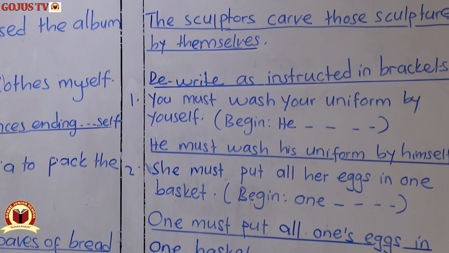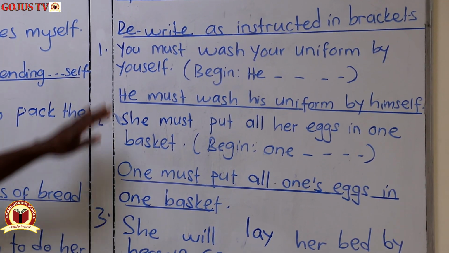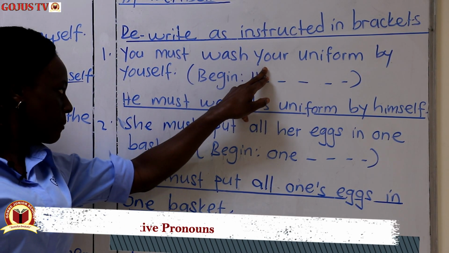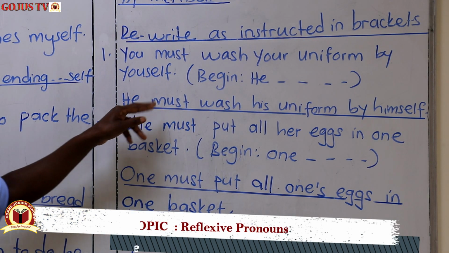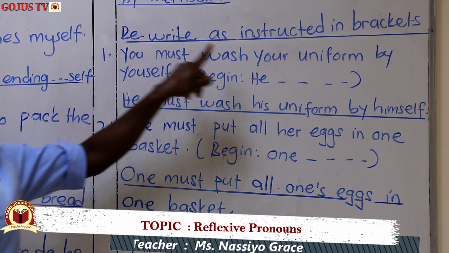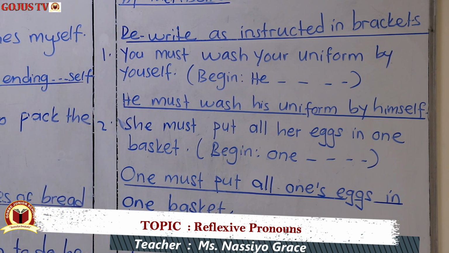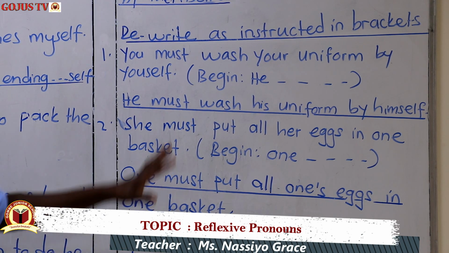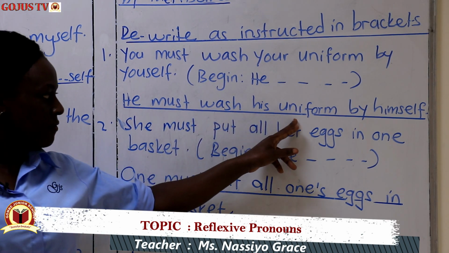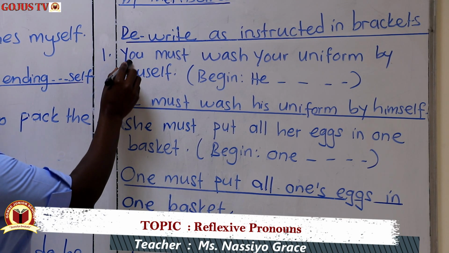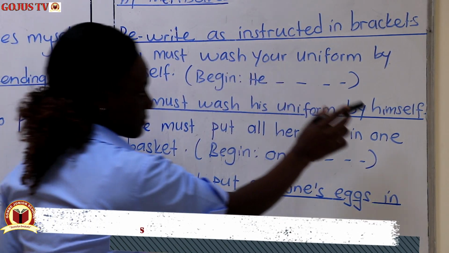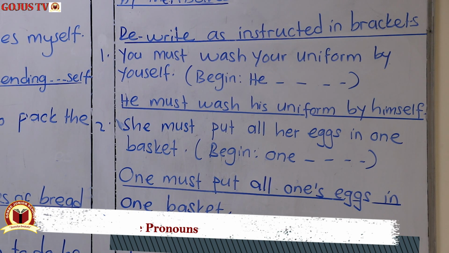We have another one here. Rewrite as instructed in brackets. You must wash your uniforms by yourself. Here you have to look at the pronouns wherever they are and you change them accordingly. So they have told you to begin with he. So we are going to change wherever you see you, your, yourself. We are going to change them by using he, so those pronouns that go with he. For example, you have: He must wash his uniform by himself. So this you takes he, your takes his, and yourself, himself. So that's how we change it.